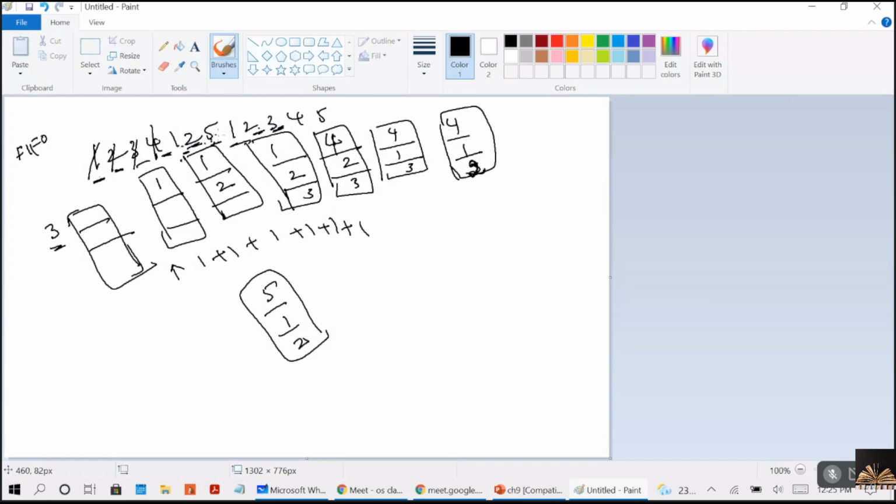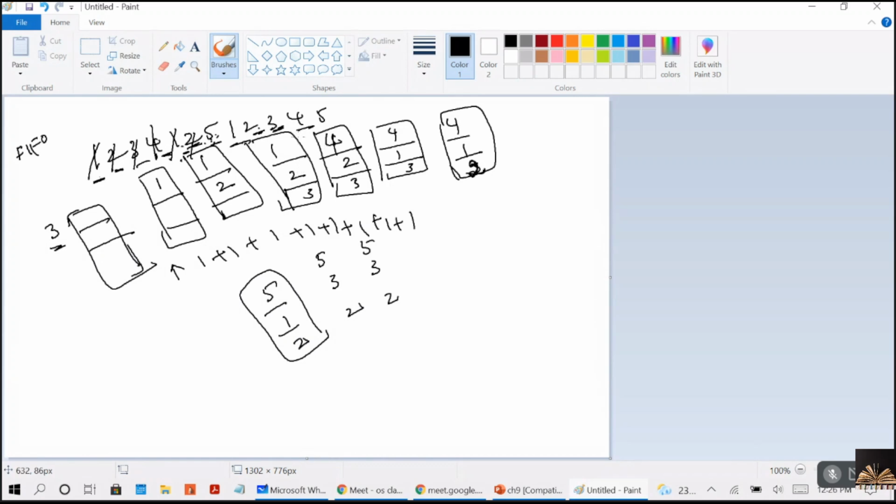1, 2, 5, right? They are loaded like this. 1 is already there, so no replacement. 2 is already there, no replacement. Now 3 has to be replaced with 1. So 5, 3, 2. Now 4. 4 is replaced with 2. 5, 3, 2. So page fault, page fault. Here one more page fault.